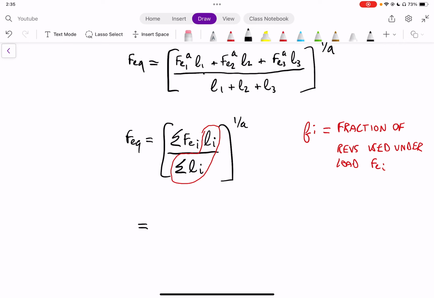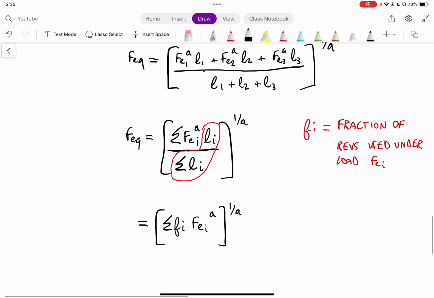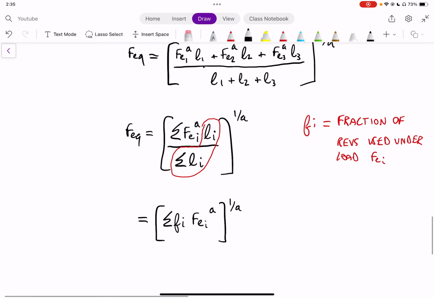So we can simplify this equation to the sum of Fi times FEi to the power of a, all to the power of 1 over a. Okay, and I forgot an a here at the top. Based on this, we can go a little bit further, and we can say that Li can also be expressed. If we're looking for Li and we don't have it in terms of revolutions, we can say that Li can be expressed as the following.